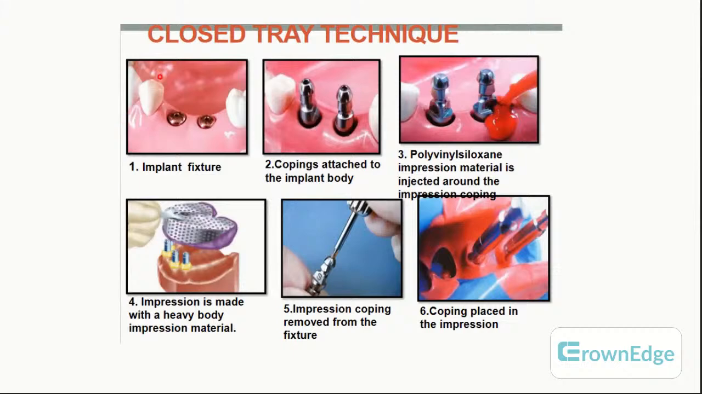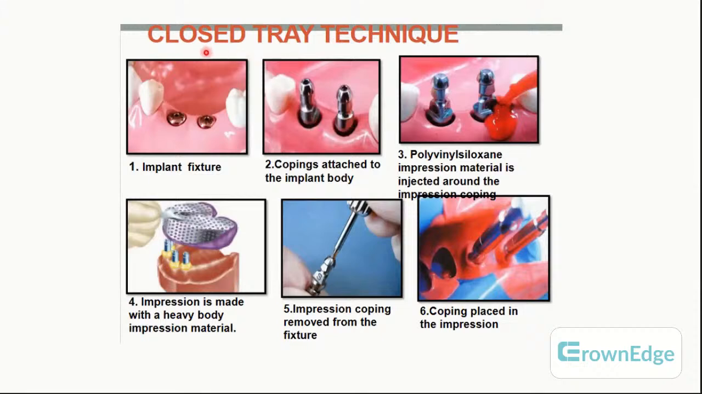What we do is, after you've placed your implants, we remove the cover screw and we put something called a healing abutment or a healing screw, what you can see here. Once this is placed, the gum around the implant grows according to the healing abutment that you have screwed onto the implant fixture. Once that is done, you place something called an impression coping, which is attached to the implant body. Now, this is a closed tray technique.